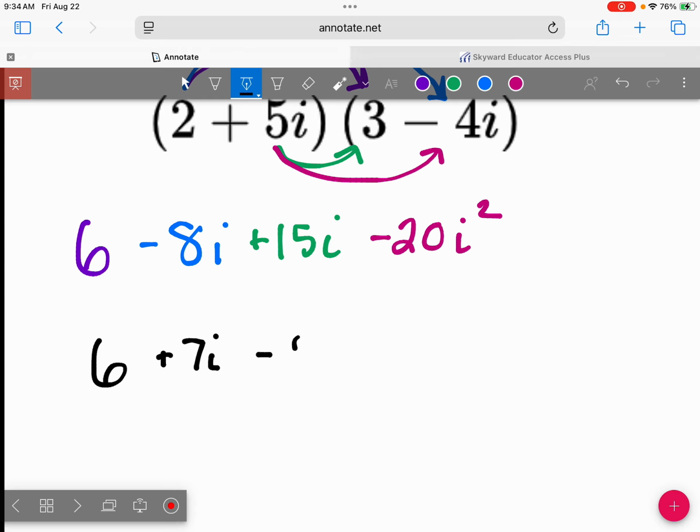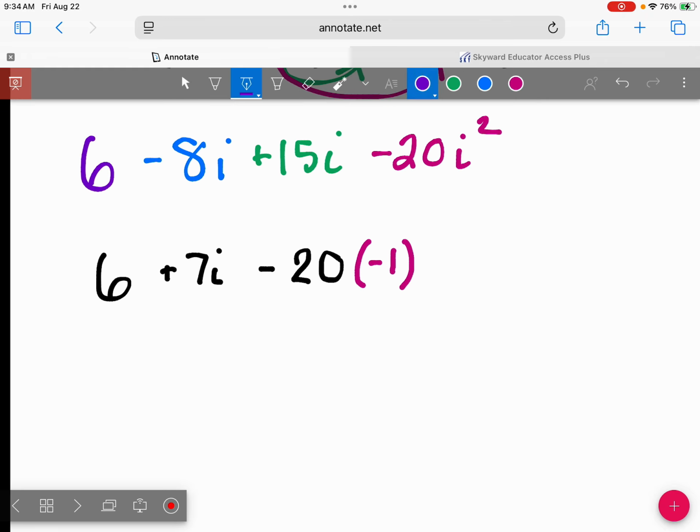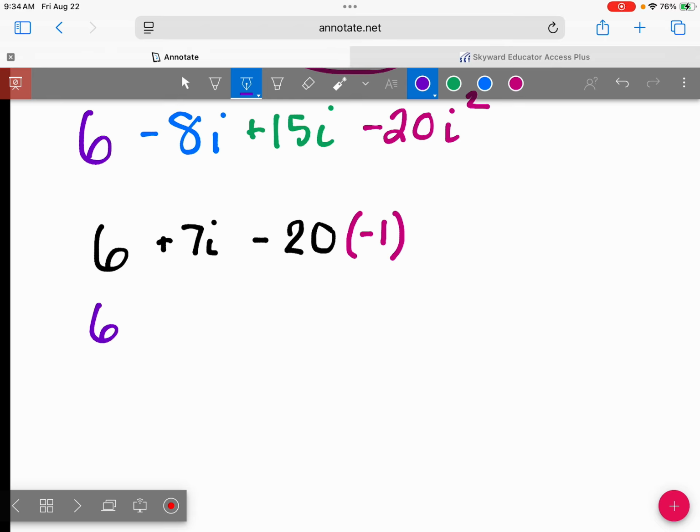Also, we talked about this a bunch yesterday. What do we know about i squared? We have i squared. That's the exact same thing as having negative 1. Remember, i is square root of negative 1. So the square root of negative 1 squared gives us negative 1. So we actually have more that we can simplify because we have minus 20 times negative 1. So we're going to have our 6 plus 7i plus 20. So our final answer here is going to be 26 plus 7i.